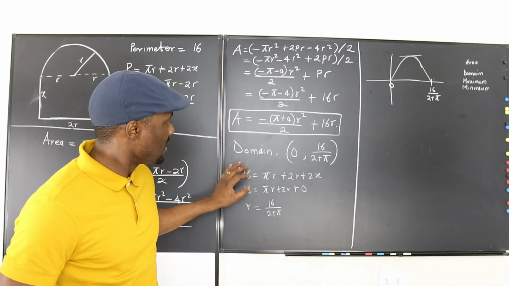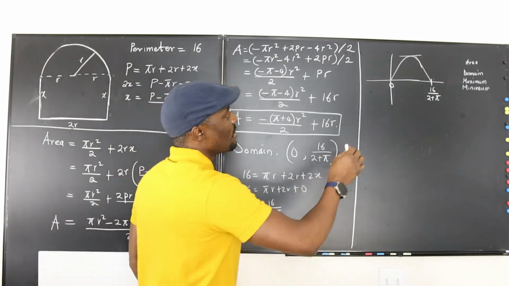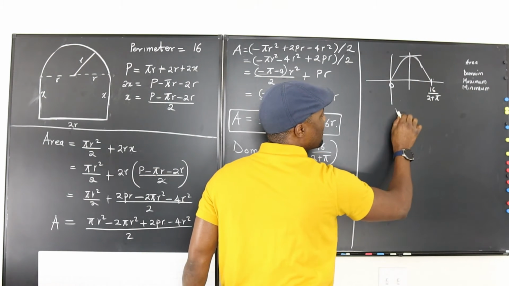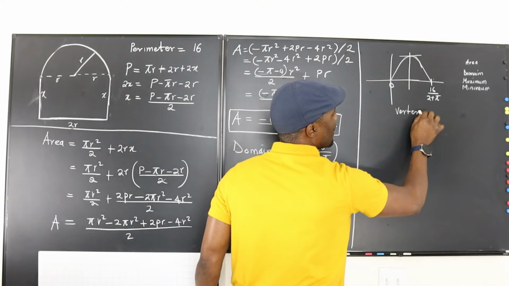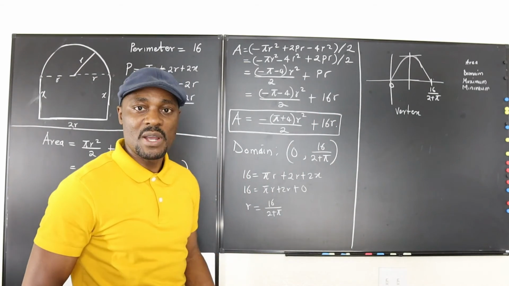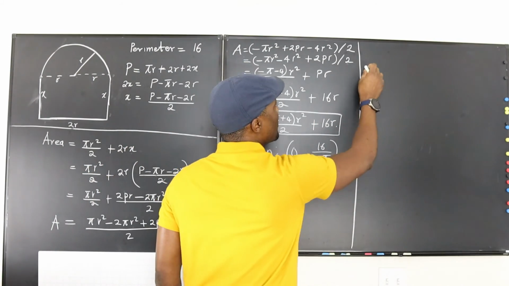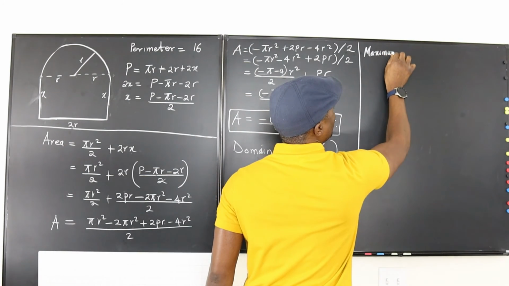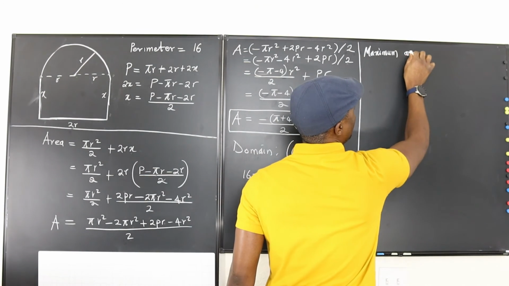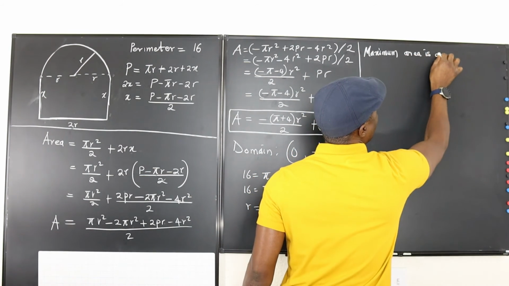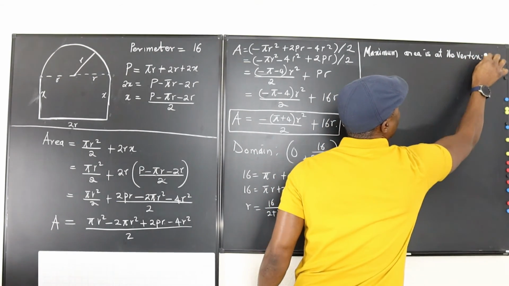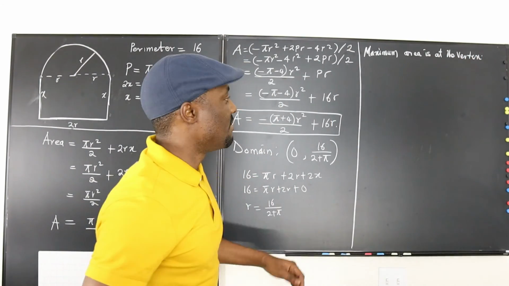So at this point, since we know what the domain is, we want to find what this point will be. This point is always at the vertex. And that's where the maximum area will happen. So we want to find the maximum. Maximum area is at the vertex. Okay, so what's the vertex?